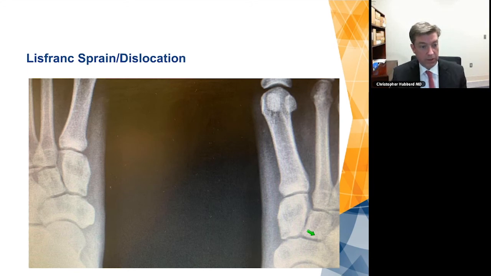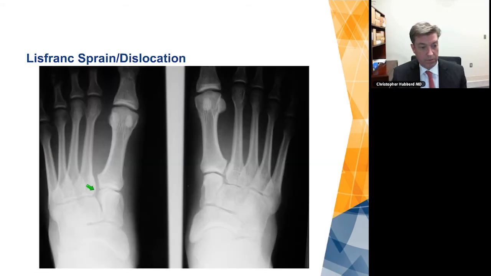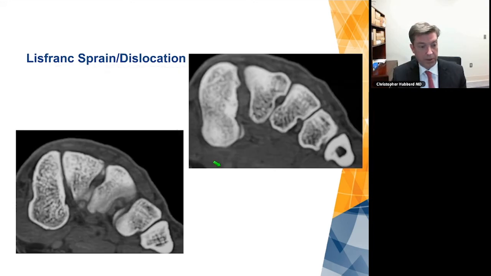These are subtle, so these are standing x-rays. So here you sort of see the space here, here, and then compare it to here. So certainly a difference on the right. Here's another example of that space compared to the other side. So it's wide and it's subtle, but this does imply that there's some separation of that space.